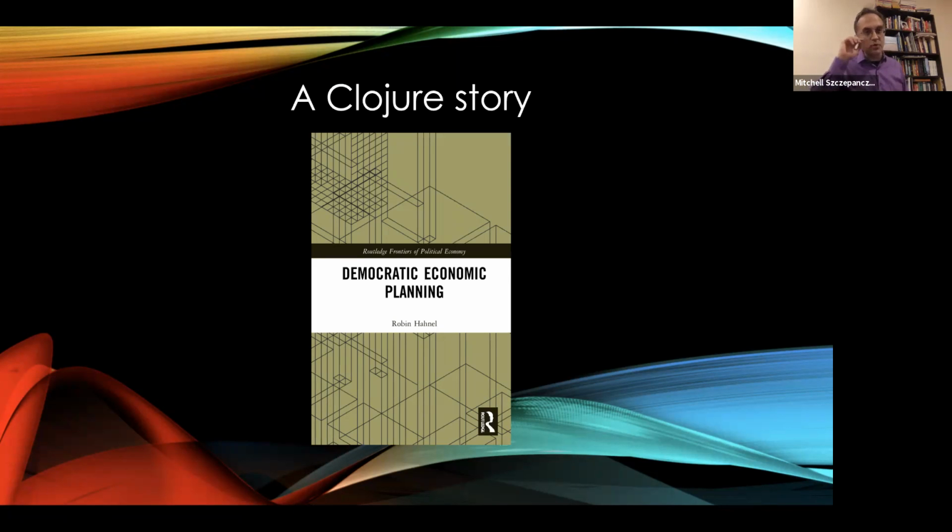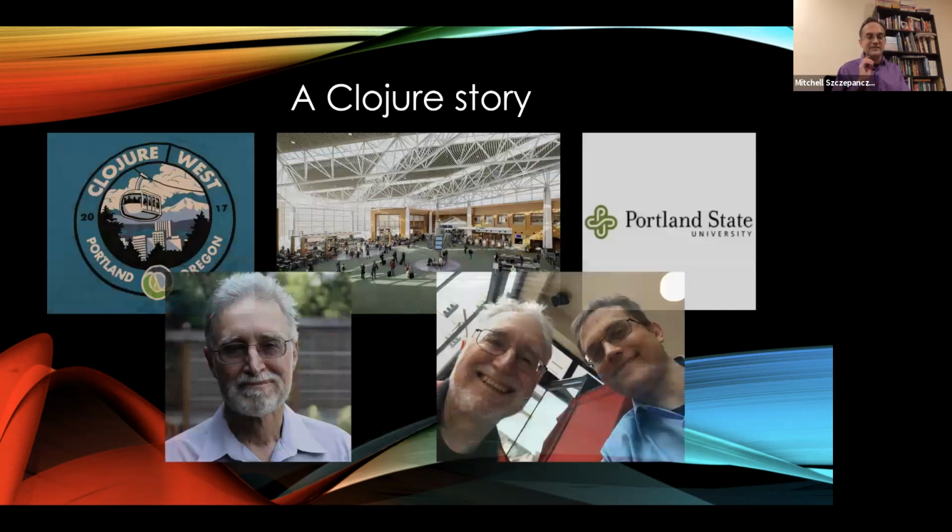Chapter 9 of this book is basically a summary and cheat sheet for the presentation that I'm going to give here today. But it kind of speaks to the kind of chance contingency of events.